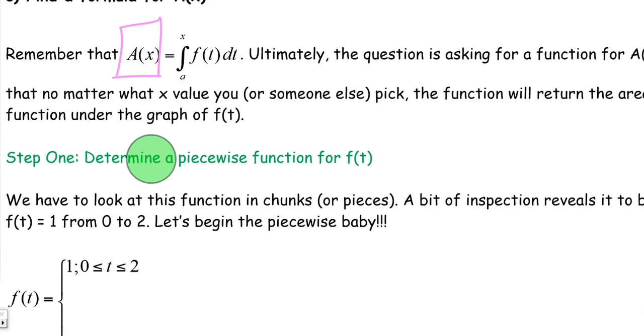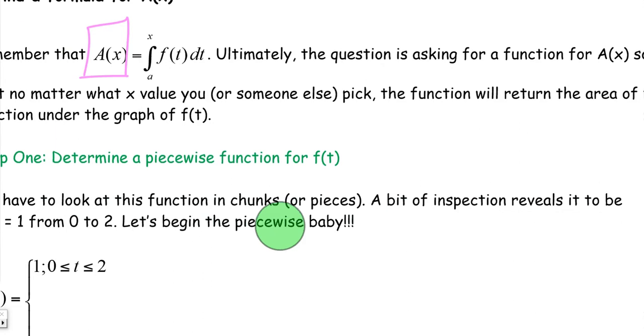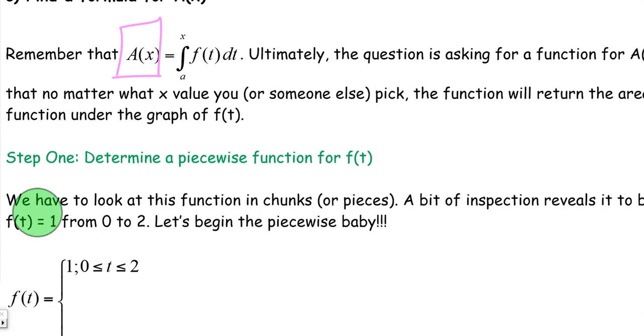Step 1, when determining an area formula, is to determine a piecewise function for f of t, the original graph. Okay? We have to look at this function in chunks. A bit of inspection reveals it to be f of t equals 1 from 0 to 2.